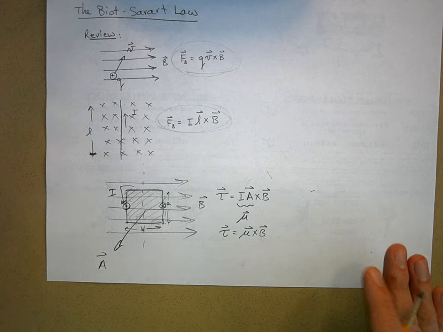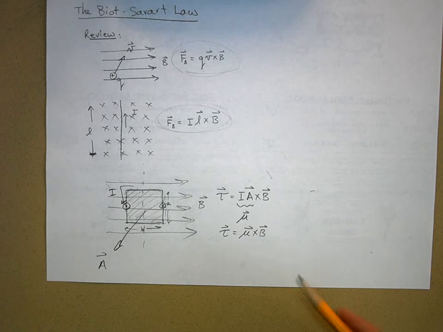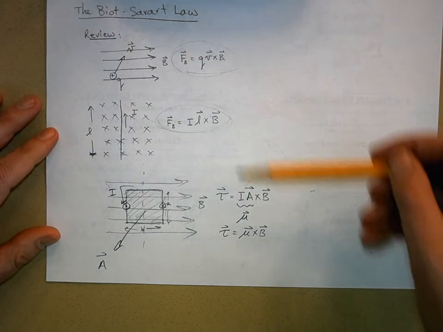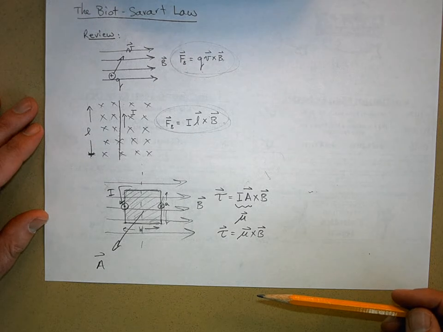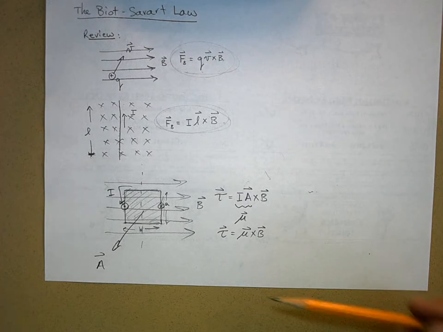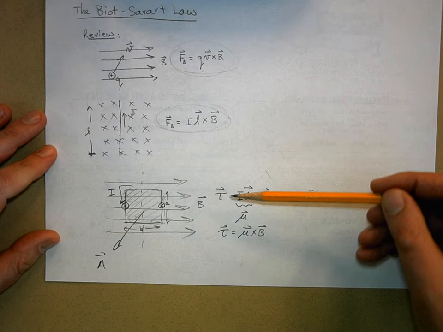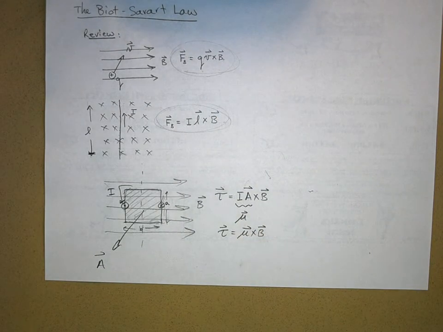Okay, and so this is kind of the basics of what we've learned so far about magnetism. But notice that all three of these, we're talking about the effect that a magnetic field has on moving charge. But nowhere have we talked about where the magnetic field comes from.